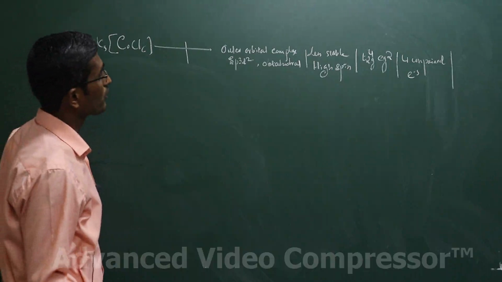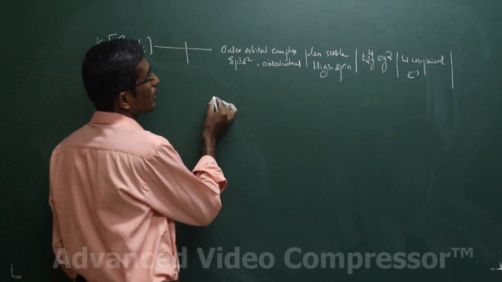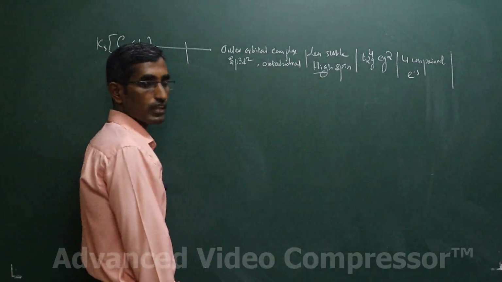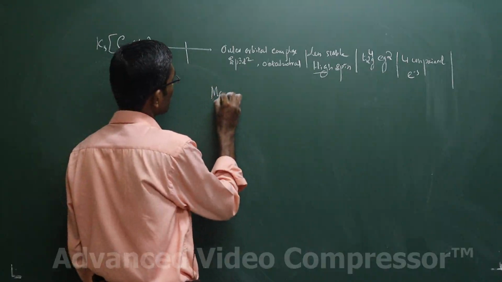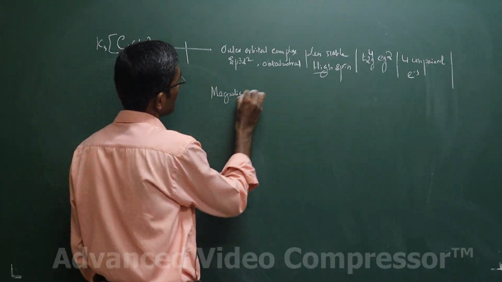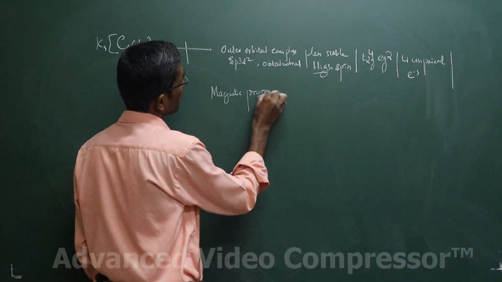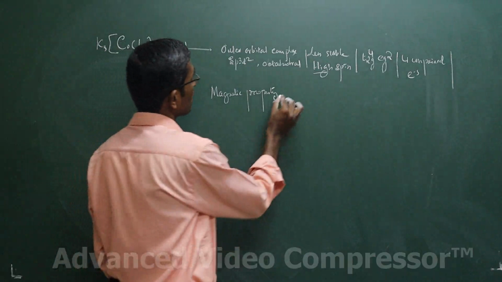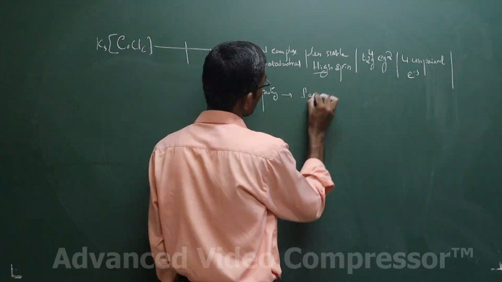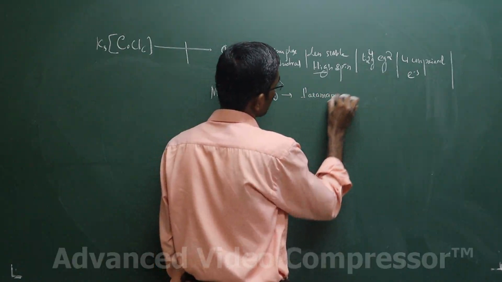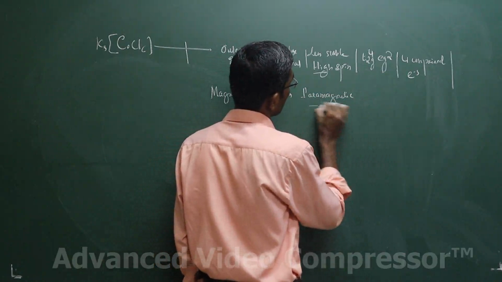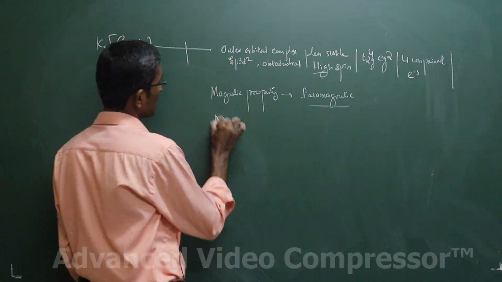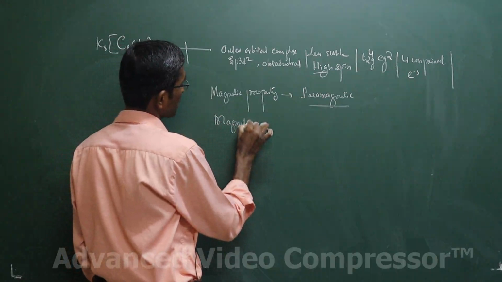What else do you have to predict? You have to predict whether it is low spin or high spin. High spin you have predicted already. Magnetic property needs to be predicted. How many unpaired electrons do you have? 4 unpaired electrons. The moment you have unpaired electrons, it will have a paramagnetic behavior, paramagnetic. So if you have to calculate the magnetic moment, we'll go through the magnetic moment.